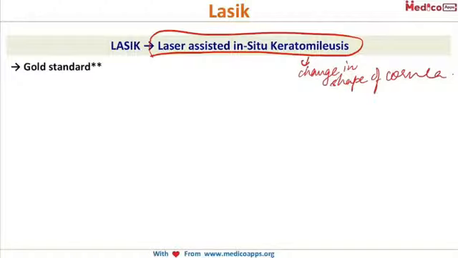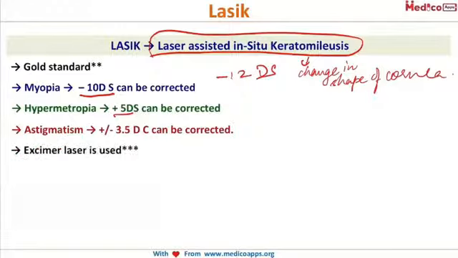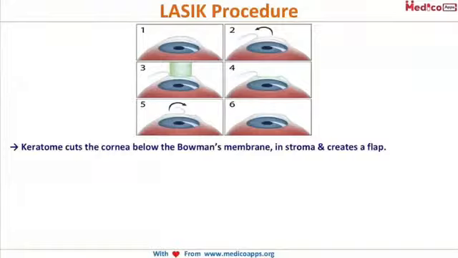It is a gold standard procedure and it can correct myopia up to -10 diopters. It's an average; sometimes it can correct up to -12 diopters also. Hypermetropia up to +5 diopters and astigmatism plus or minus 3.5 diopters. So 10, 5 and 3.5. Here also the most complicated and sophisticated Excimer laser is used. Now let's look at this procedure. What is done over here is that the keratome cuts the cornea below the Bowman's membrane. So here you are eliminating the issue of pain as well as scarring.